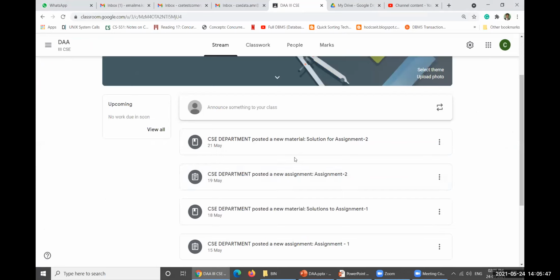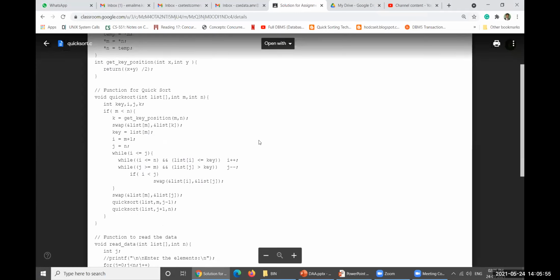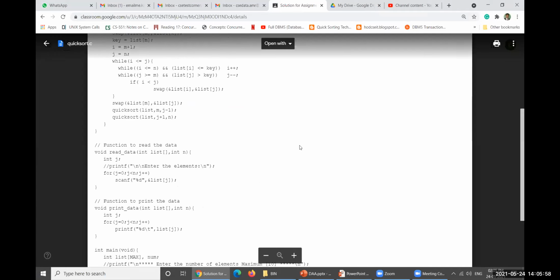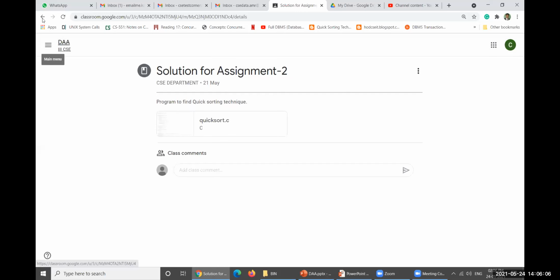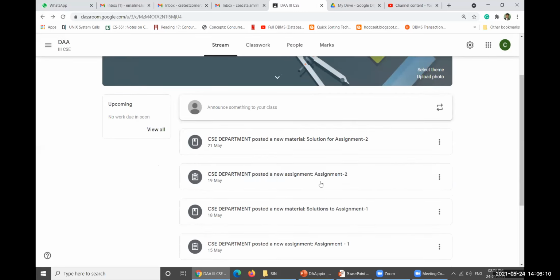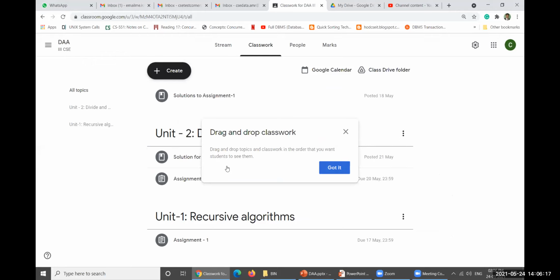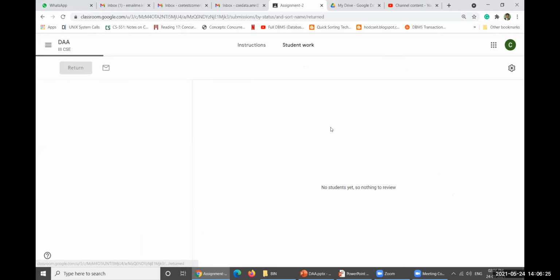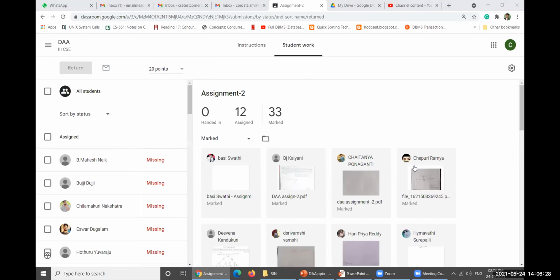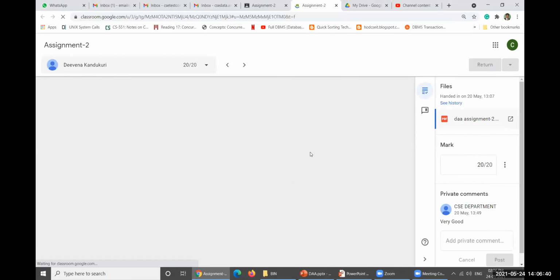So what is the application which I have taken into consideration? The QuickSort algorithm solution I have already posted. Let me take the classwork here, the divide and conquer assignment 2, so assignment 2 will be taken into consideration. Let me open one of the people's records. Okay, it is very much legible to see. So observe this particular application here.